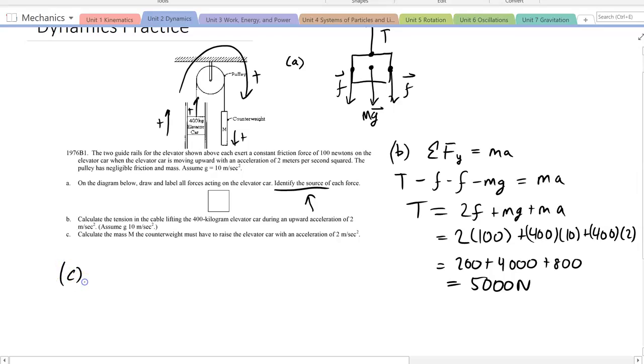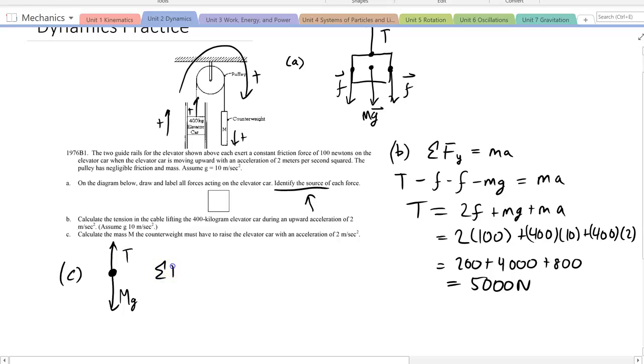Part C: calculate the capital M, the counterweight, that it must have to raise the elevator car with an acceleration of 2 meters per second squared. This one's also not that bad. We want to look at the free body diagram of the counterweight. We have a tension pointing up and the weight pointing down, capital M, G, and T.